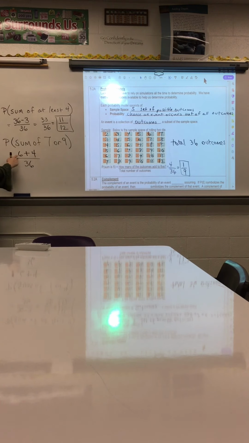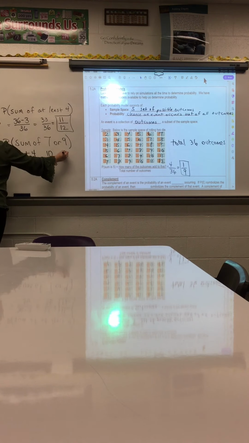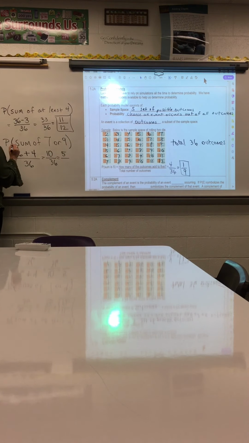4. So we add these together because we're looking for a 7 or a 9, and that'll be 10 out of 36. And we reduce that, they're both divisible by 2. So that'll be 5 over 18.